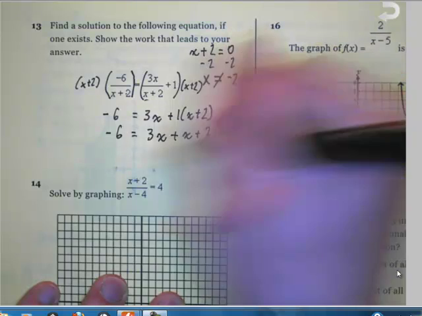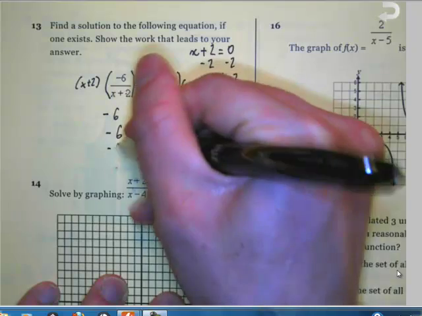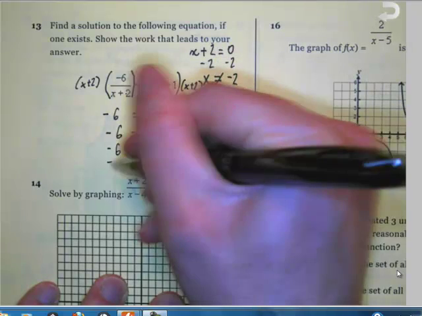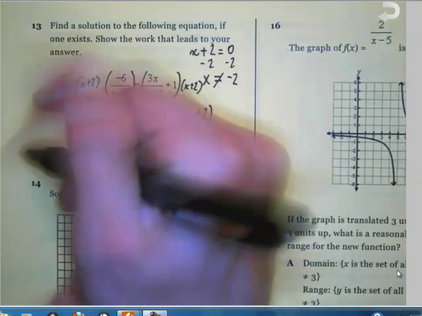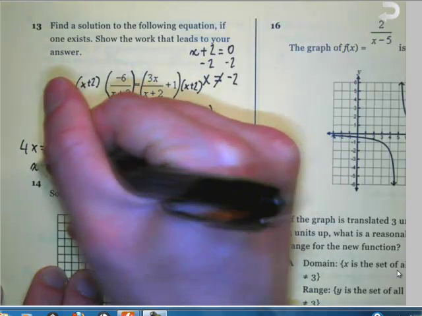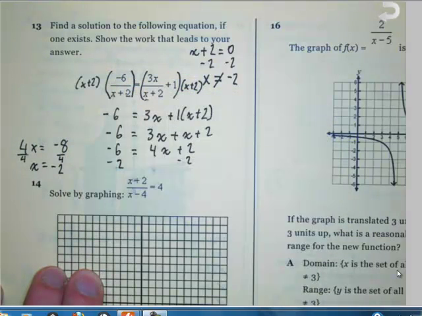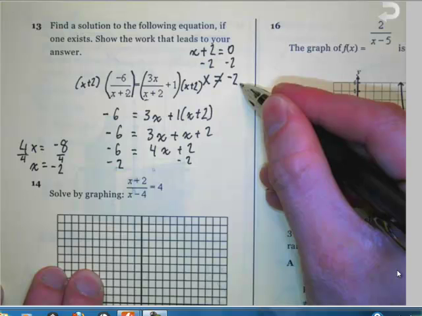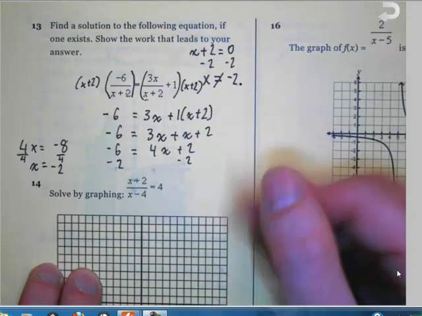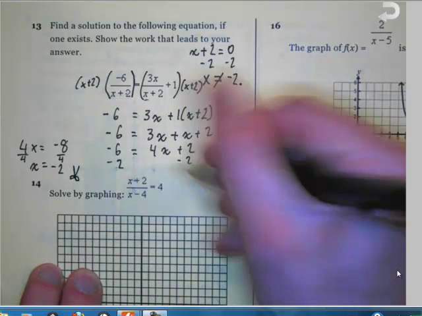plus 2, which is the same as 4x plus 2. And then I subtract 2 from both sides. So now I've got 4x is equal to negative 8. And x, by dividing both sides by 4, is negative 2. However, since I just figured out that x can't be negative 2, and yet my solution is that x is equal to negative 2, I have arrived at a contradiction, which tells me I have no solution.